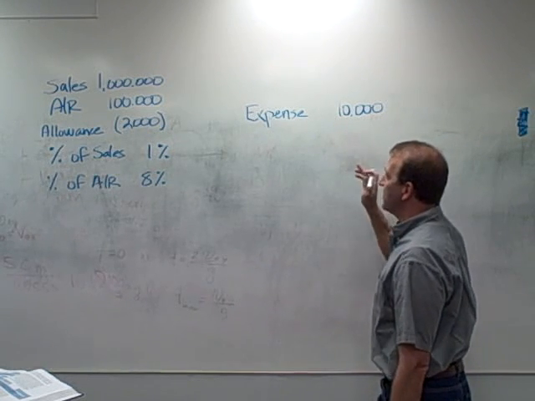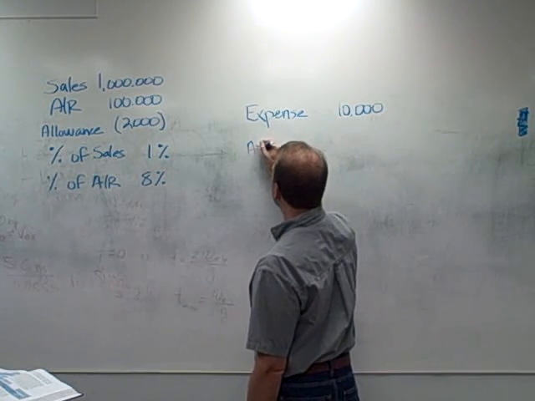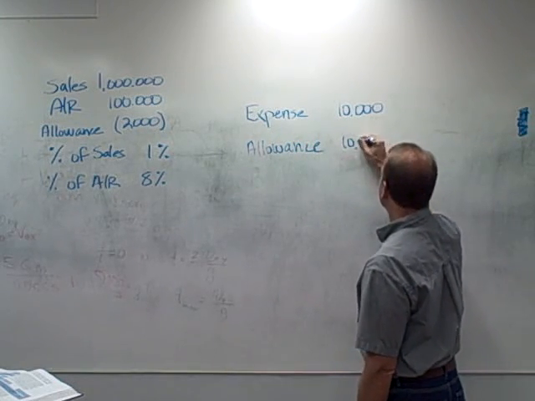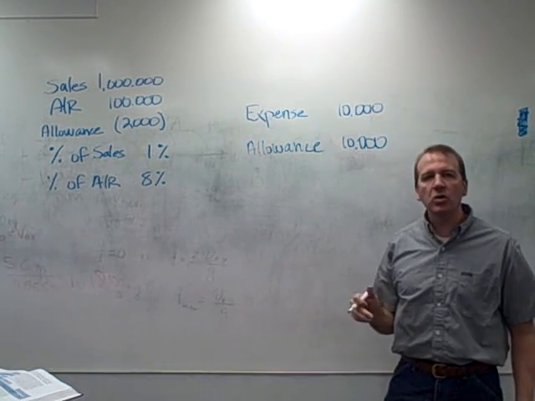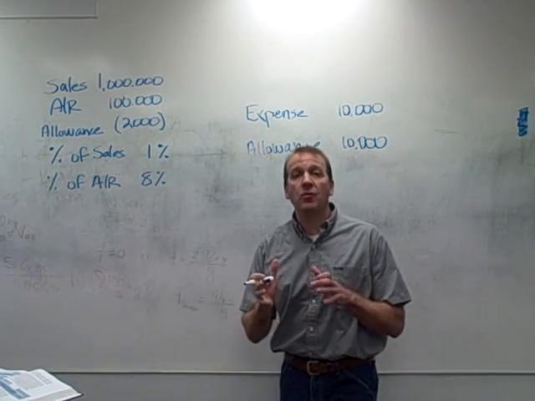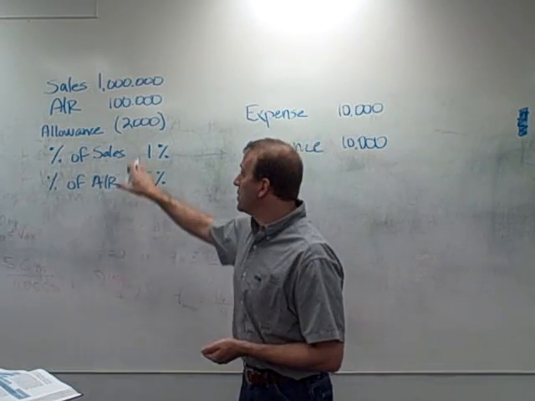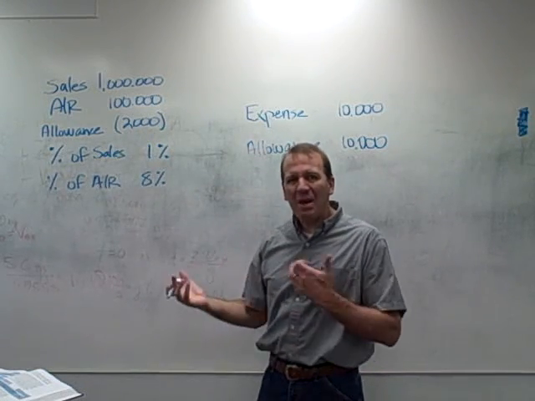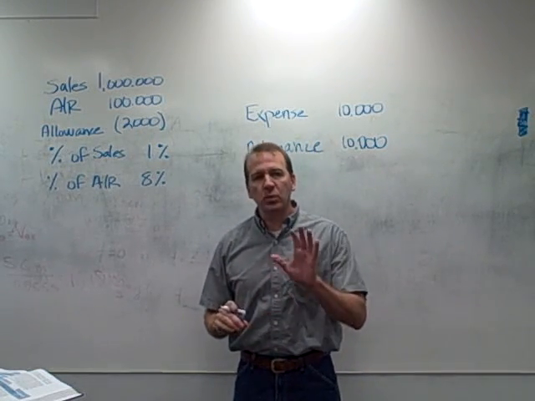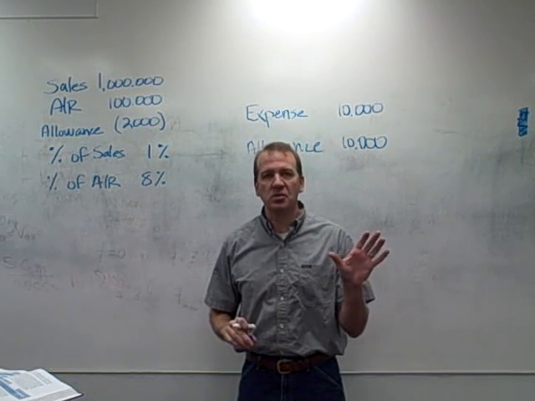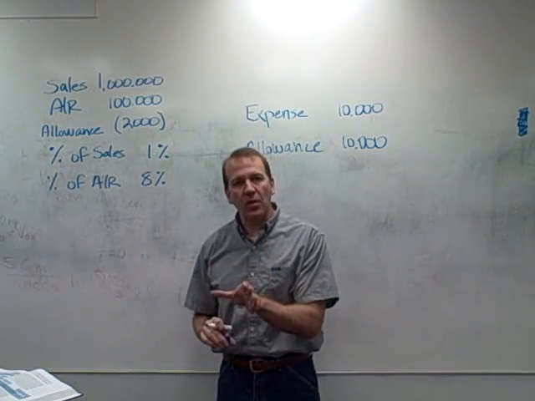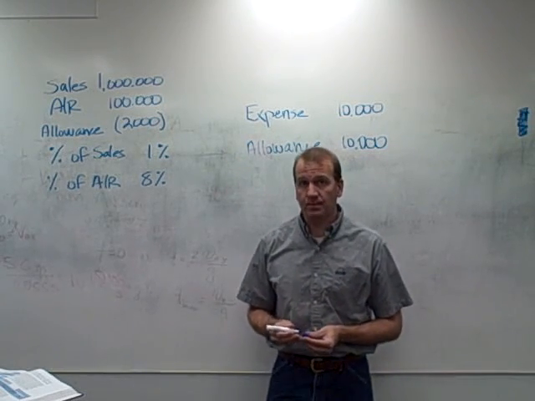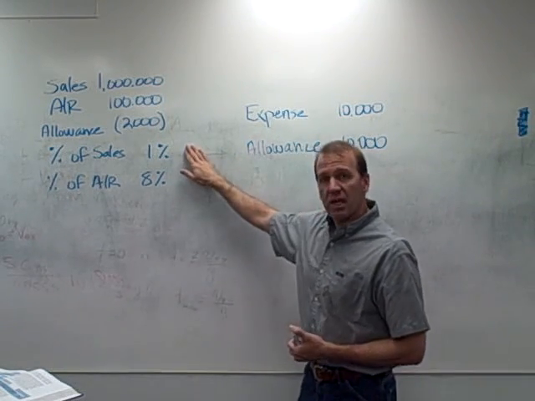So we're going to have an expense of 10,000, and then what we do is we increase our allowance. So we're setting aside a dollar amount for those people that aren't going to pay us. Well, there was already a negative 2,000 in there, so we're putting another 10,000. So the balance is going to be 8,000 now, because we'd already gone over it last year by 2,000, and we're putting another 10,000 of allowance in there. So the balance at the end of the year would only be 8,000. Okay? That's the percentage of sales method.